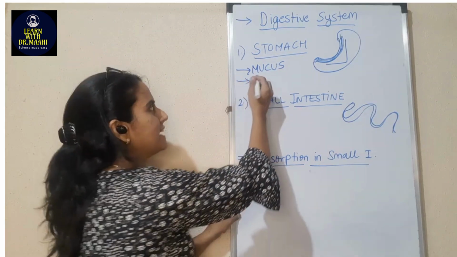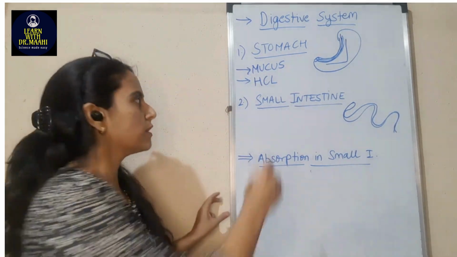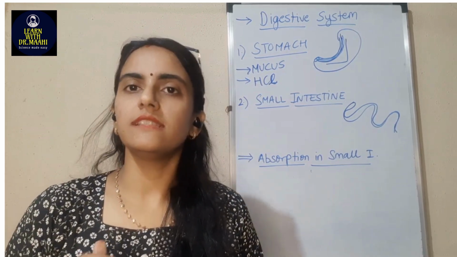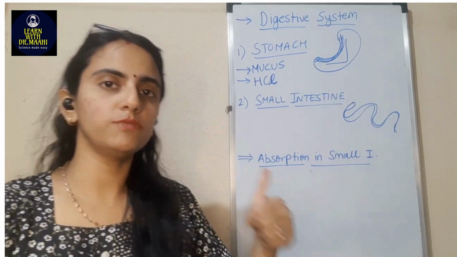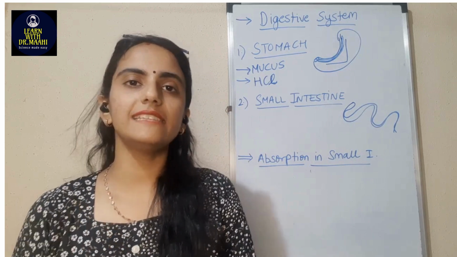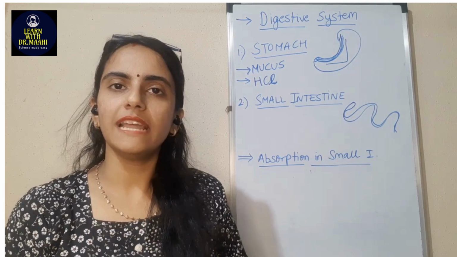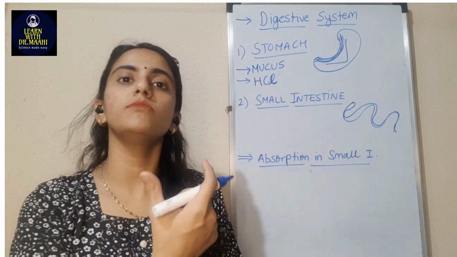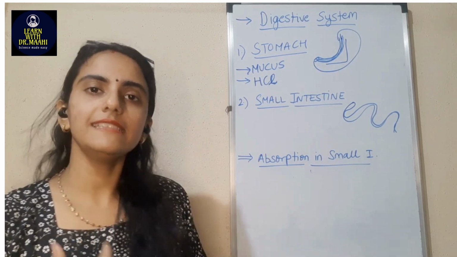The second most important part in the stomach is HCl. What is HCl? HCl is an acid which is present in the stomach. That acid is called hydrochloric acid. So the first one was mucus, the second one is HCl, the hydrochloric acid. Now what is this acid doing in the stomach? We know we have problems like acidity. From where does that term acidity come? It comes from the word acid. When there is a lot of production of acid, we term that as acidity.